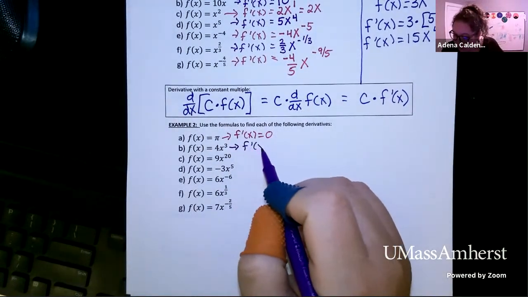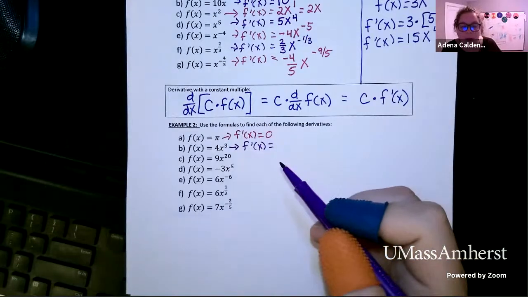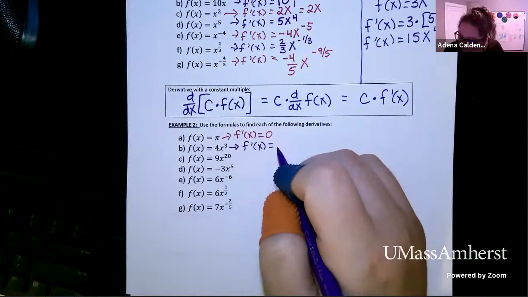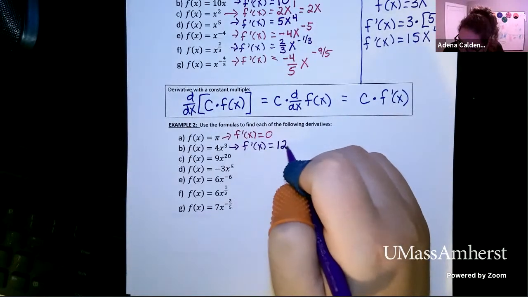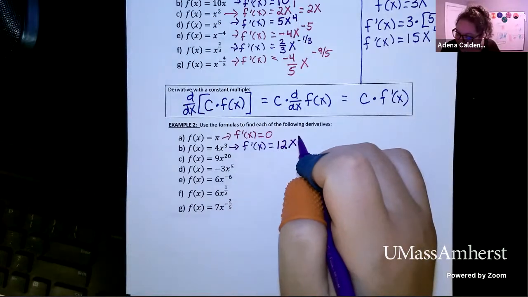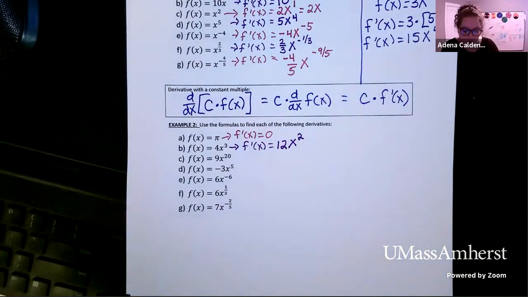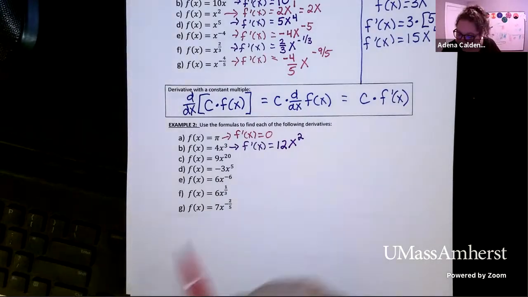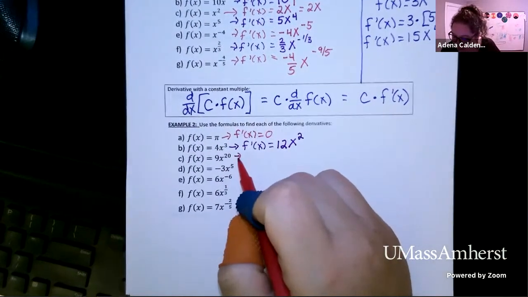For the next one, I have 4x cubed. So again, the 3 is going to come down in front and multiply with the 4. That's going to give me 12x. Now I have to subtract 1 from the power, and so I get 12x squared. Okay, again, the power multiplies into the constant that's in front.